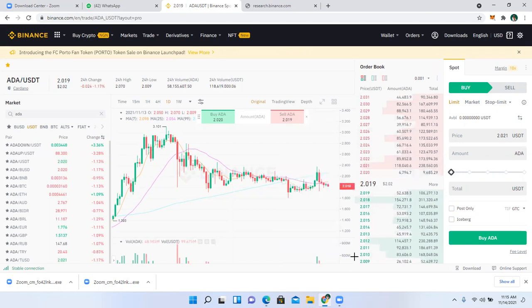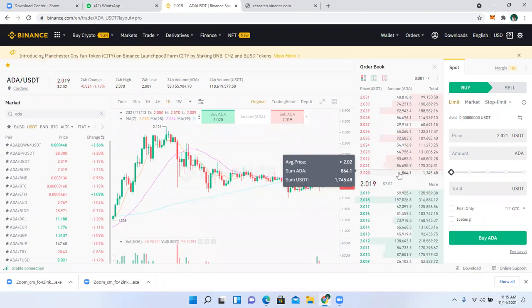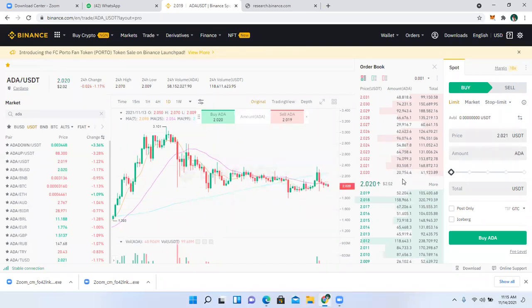So what this simply means is, the lowest price in the red is the lowest price that somebody wants to sell at a particular instant. So right now, the lowest price somebody wants to sell ADA is $2.020 for one ADA. And the amount of ADA for sale at that particular point in time is over 4,000 ADA.